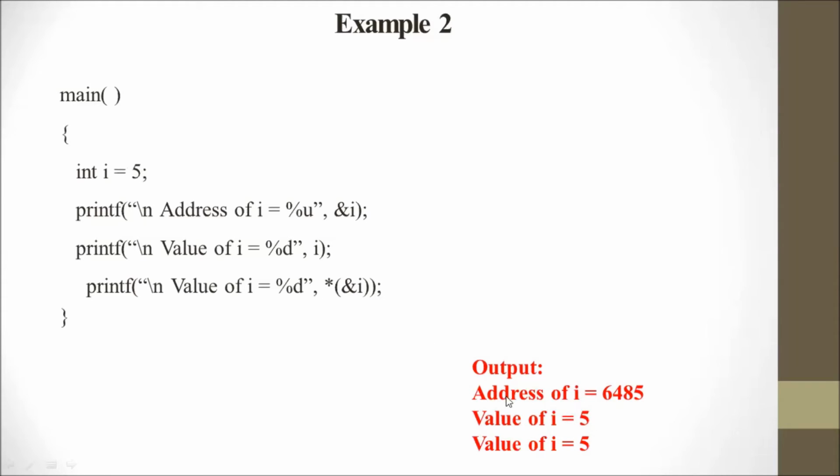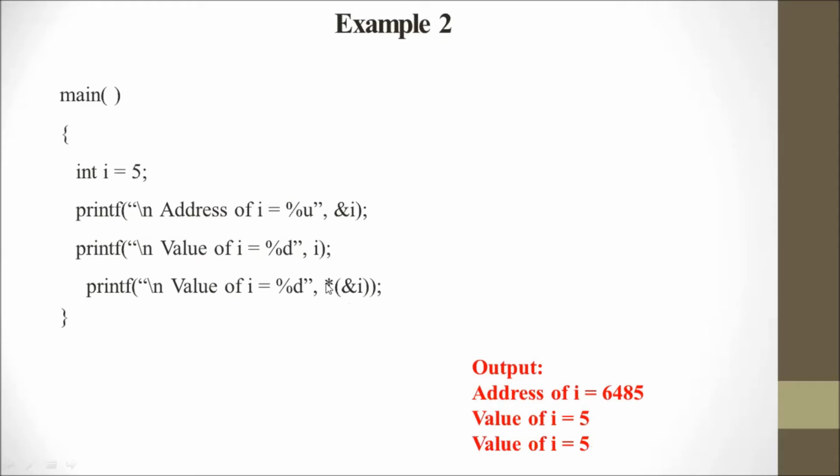So 5 will be printed, and this is the new statement: printf value of i equal to %d, with the pointer and address of i. In the first statement we print the address, and in the second statement we print the actual value of i. If we use both operators, pointer and address, this statement will work like i, meaning the actual value will be printed by *&i. So the value of i will be printed: 5.